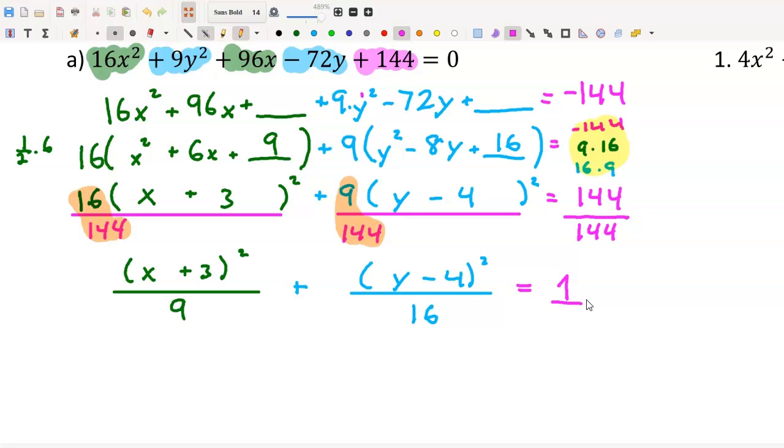And here's where you can say, what's the center? Does this open vertically or horizontally? This is vertically because 16 is bigger than 9. 16 is underneath the y, so it's stretched vertically. Right? Then you could find your c values. 16 minus 9, right? Root 7, and all that good stuff, and go through the whole process.